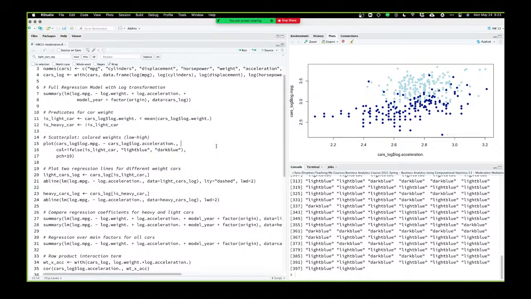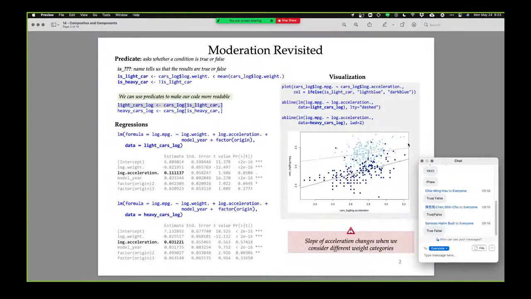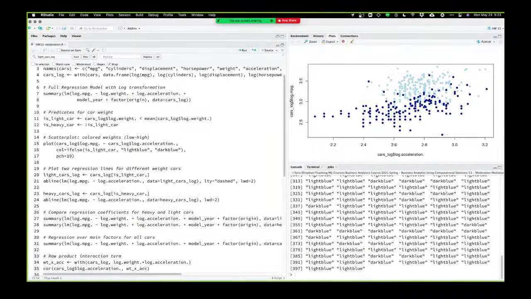Once again, I'm sure there's other ways of writing this code, but this is just my attempt to make it a little bit more readable with this little trick of creating these predicate variables. All right. Great.